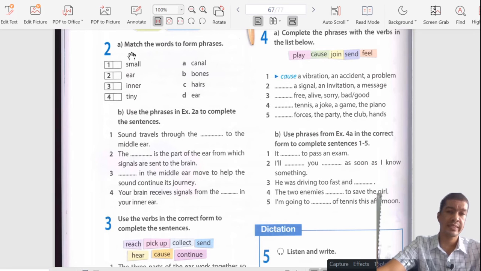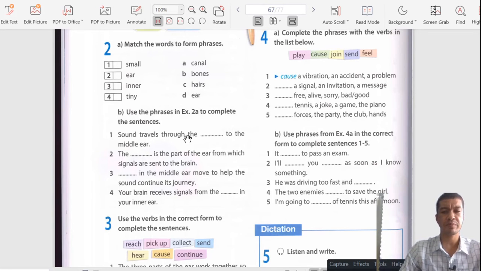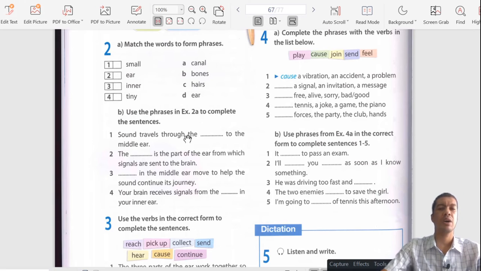Right, use the phrases in example 2A to complete the sentences. Alright, so the exact same phrases that we have just covered, we will use them now to form sentences. Now, what did we say? How does sound travel? So sound travels through where? Okay, so when sound enters and moves in, it enters into our ear canal to the middle ear. Right, and then the inner ear is the part of the ear from which signals are sent to the brain. Okay, so we have 3 parts. We have the outer, middle, and inner ear.